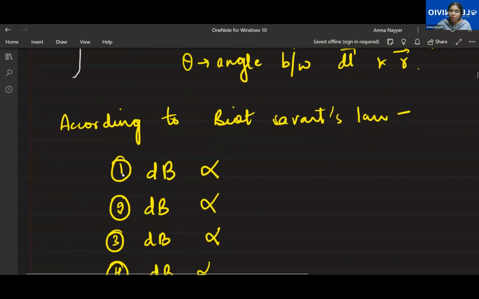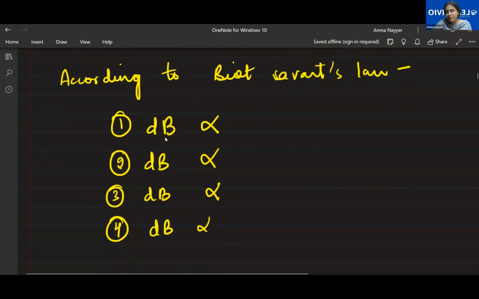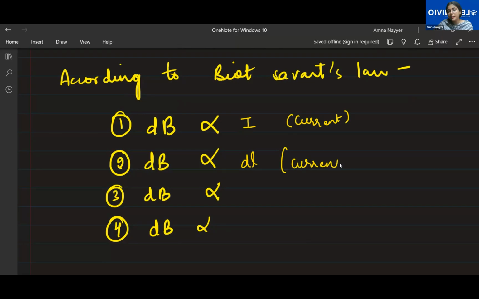According to Biot-Savart law, the magnetic field dB means a very small magnetic field, so even the smallest length change can be detected. It is directly proportional to the current, and directly proportional to the current element, which is dl. Then we talked about theta, the angle between dl and position vector r, so it is directly proportional to the sine of that angle.